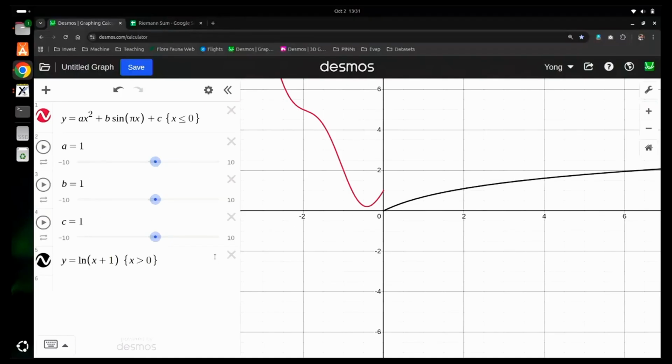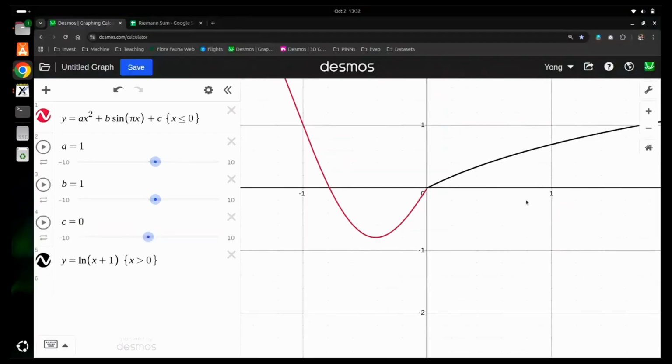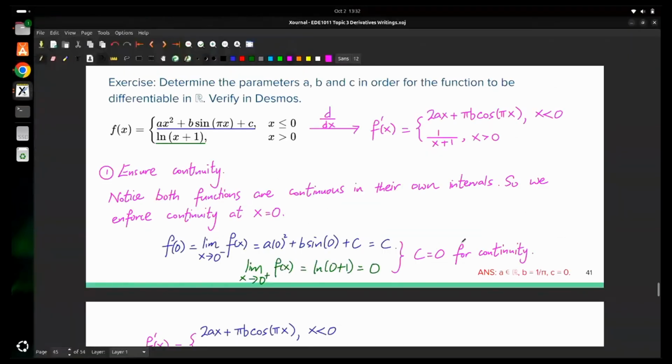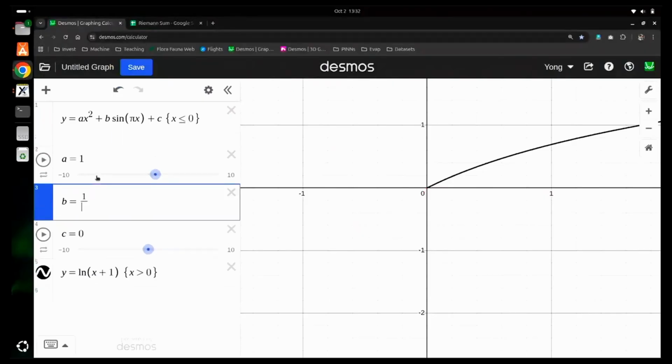So for continuity, you must have c equals 0. Can you see that? Once I put c equals 0, it becomes continuous, but it is not smooth. Not smooth because you can see that there's a sharp point here. For continuity, we only found c equals 0, so that is indeed what we observe. Then b must be 1 over pi.